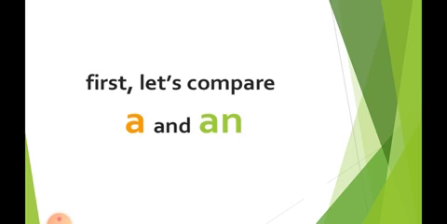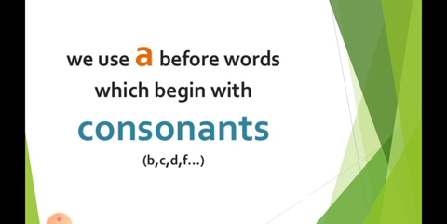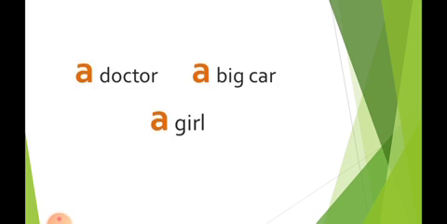First, let's compare articles a and an. We use a before words which begin with consonants. So, already we have learnt that there are 21 consonants. Whenever the word begins with a consonant, then we have to use article a before the word. A doctor, a big car, a girl.